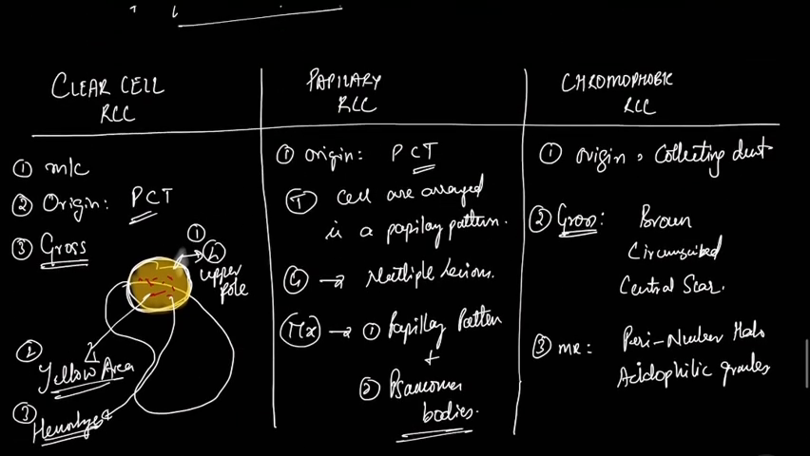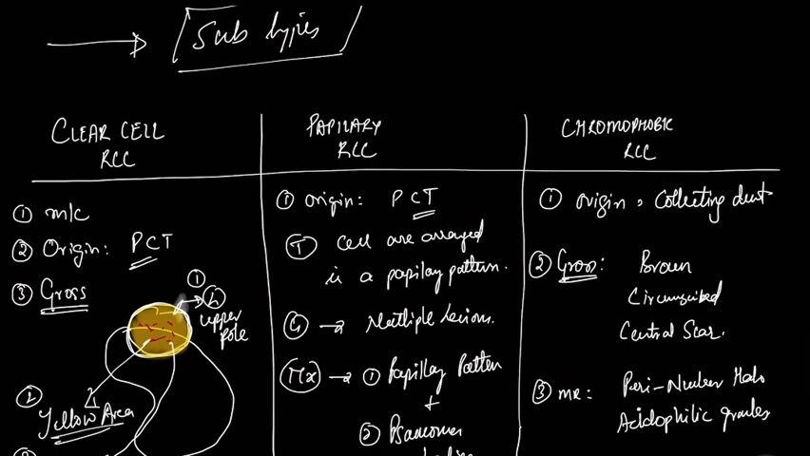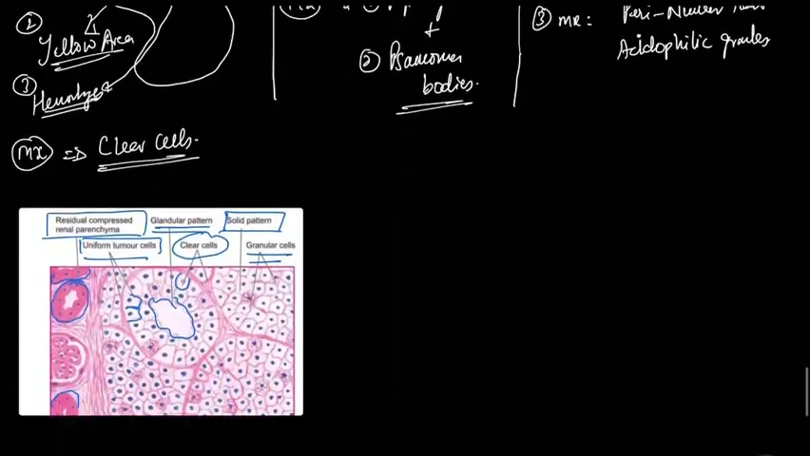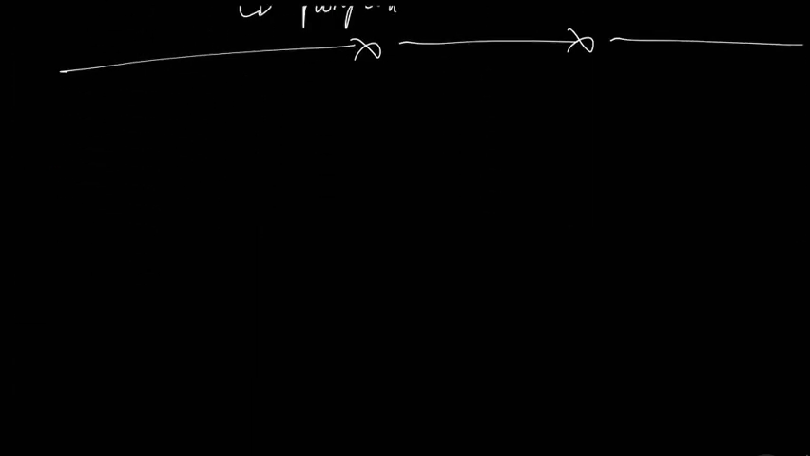A few extra points I missed out here. Your clear cell renal cell carcinoma occurs due to your von Hippel-Lindau disease. Your papillary renal cell carcinoma occurs due to your hereditary papillary carcinoma, and your chromophobic RCC occurs due to your Birt-Hogg-Dubé syndrome. So we are done with the subtypes of RCC.